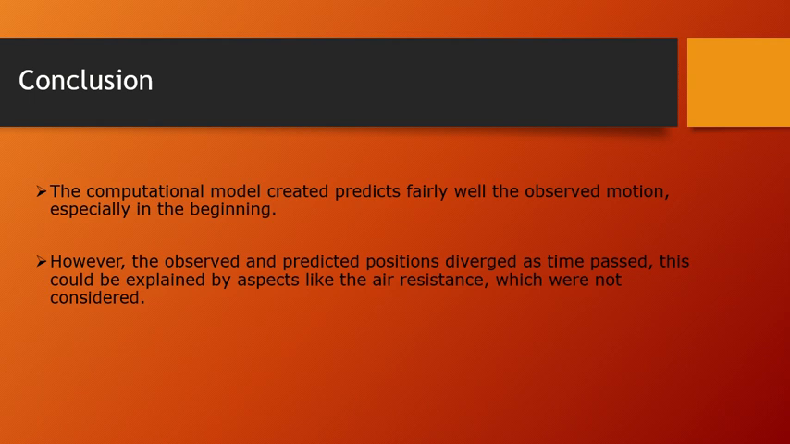As a conclusion, I can say that the computational model created predicts fairly well the observed motion, especially in the beginning. However, the observed and predicted positions diverge as time passes, which could be explained by aspects such as air resistance, which were not considered in this computational model.